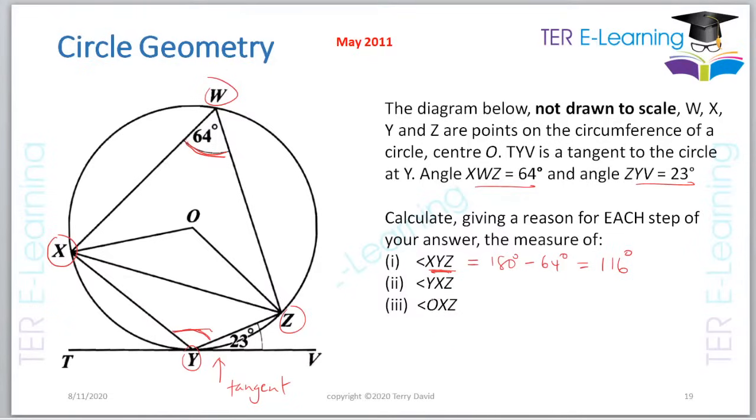Now, the next angle that we need to work out is YXZ. YXZ, where is that? So we know this is 116, so you write it on the diagram one time. So now you want to get YXZ. Right, so they want angle YXZ. Make sure that's the correct angle they were looking for. Yeah, YXZ. So they want this angle here. What is this angle here?